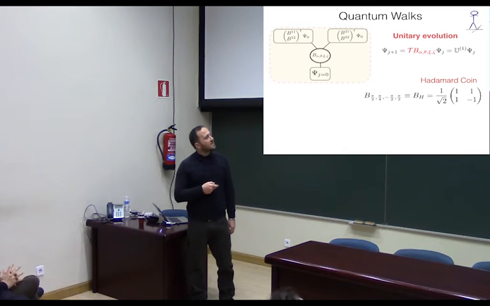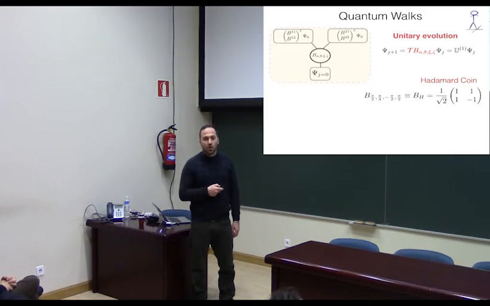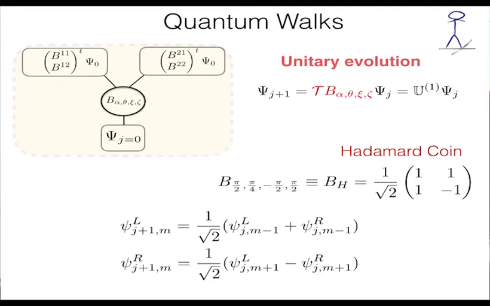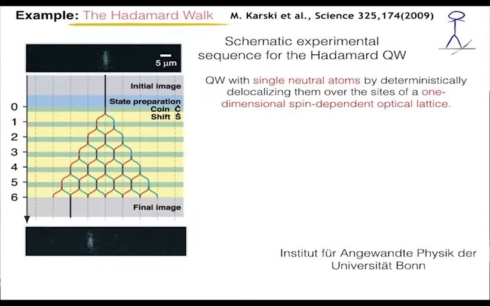A very famous example of quantum walk is the Hadamard walk, where we define the quantum coin as the Hadamard coin, or the Hadamard gate. And if we explicitly write the equations, the finite difference equations are this couple of finite difference equations. They look very simple, but they are already very rich with respect to the standard propagation.